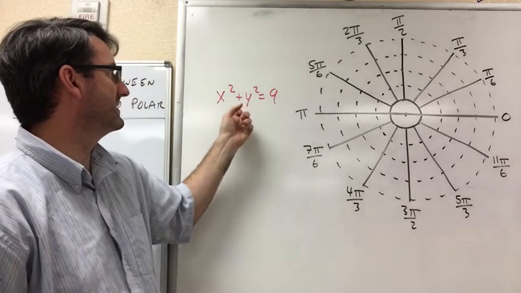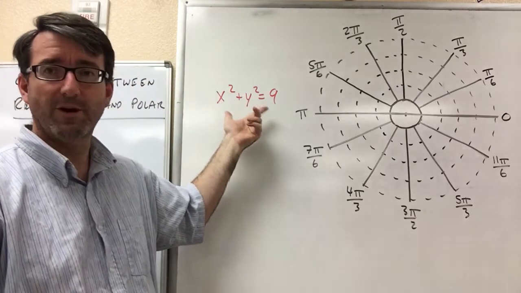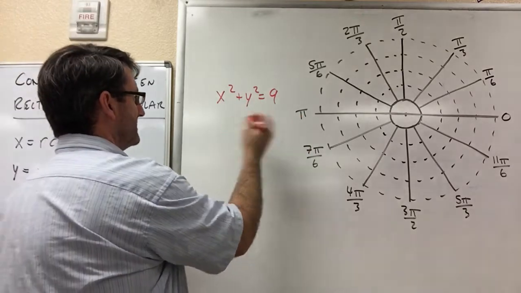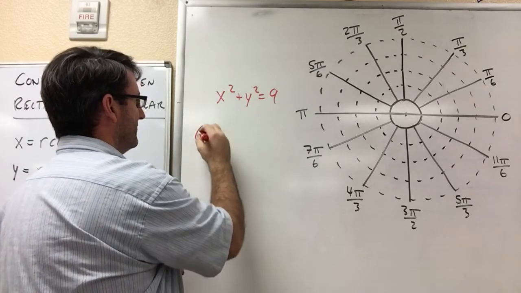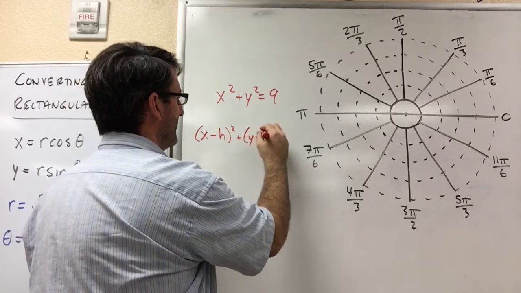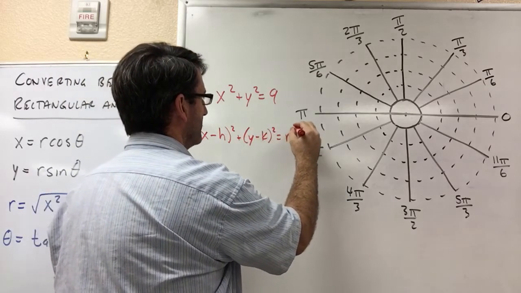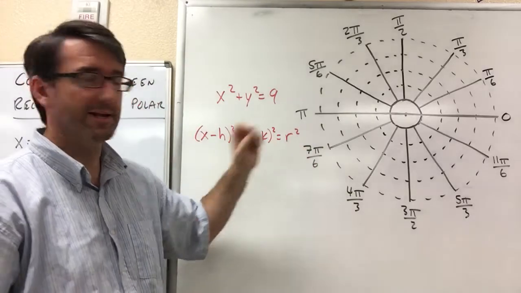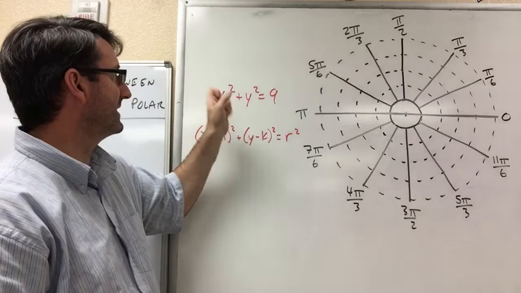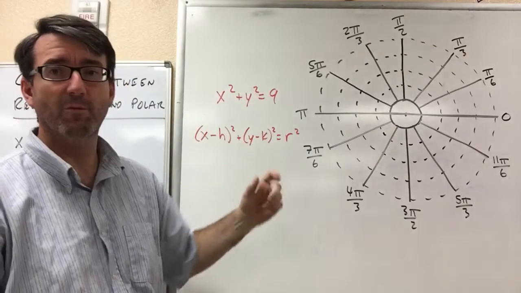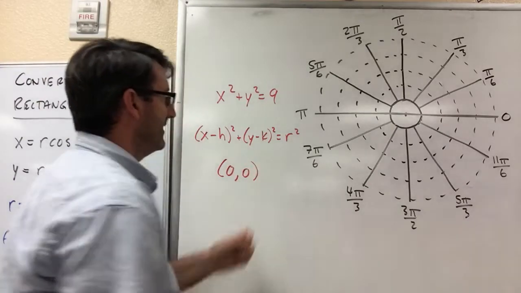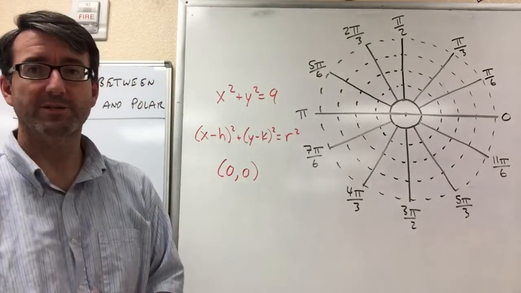One is we can look at this and recognize from our study of conic sections that this is going to be a circle. And a circle is in the form (x minus h) squared plus (y minus k) squared equals r squared, where r is the radius and (h, k) is the center. So here you can see we're not subtracting anything from x, we're not subtracting anything from y, so the center is going to be (0, 0). And the radius is going to be the square root of 9, which is 3.